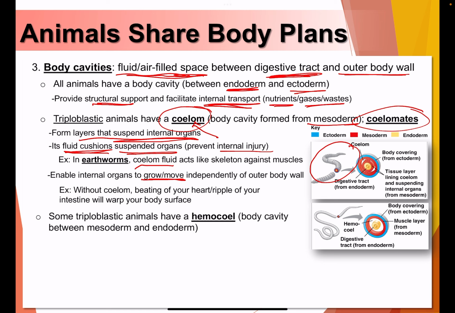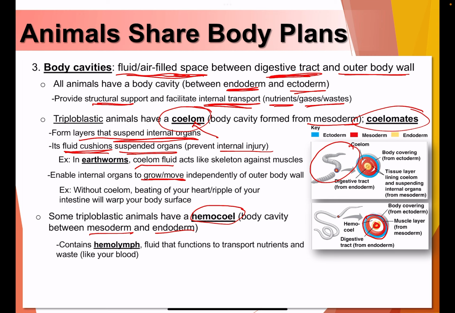All right, so some triploblastic animals have, instead of a coelom, a hemocoel, which is a body cavity that grows between your mesoderm and endoderm. So here's your ectoderm, here's your endoderm, and the red layer there is your mesoderm. For those animals with a hemocoel, that hollow space you see usually contains what's called hemolymph, which is a fluid that functions to transport nutrients and waste, just like your blood. That's why it's called hemolymph. Hemo stands for blood as a prefix. Lymph is the lymph fluid that goes around as part of your immune system.